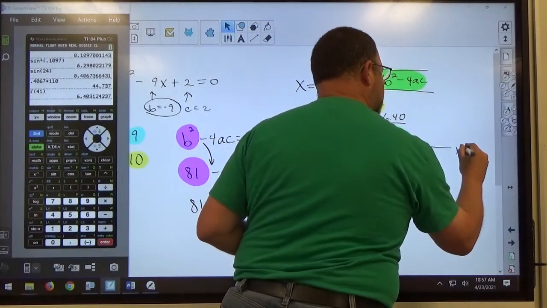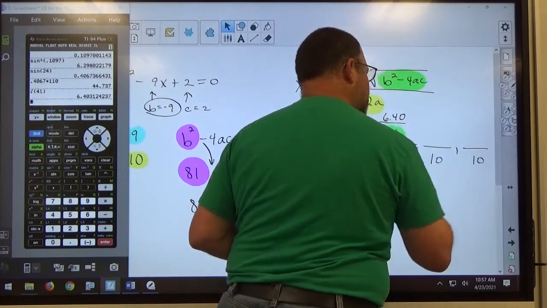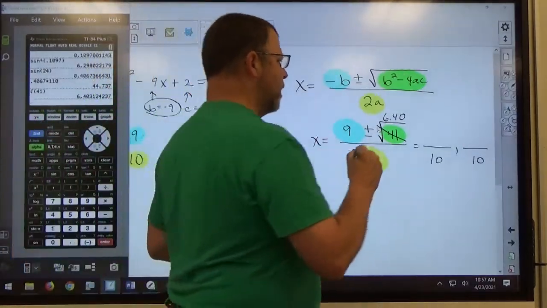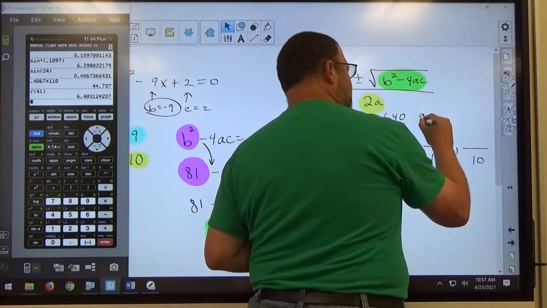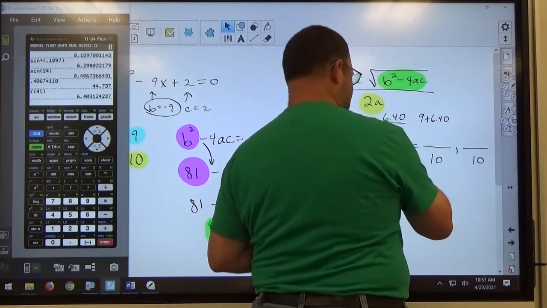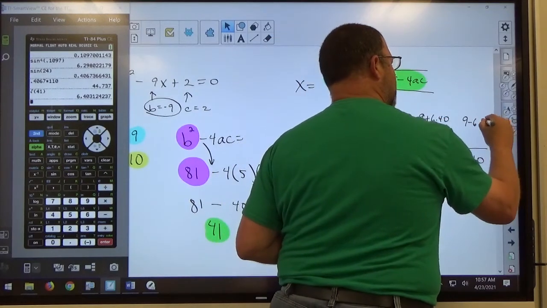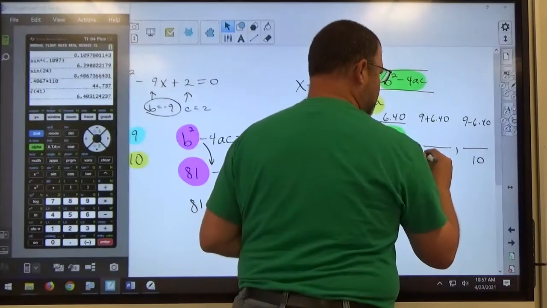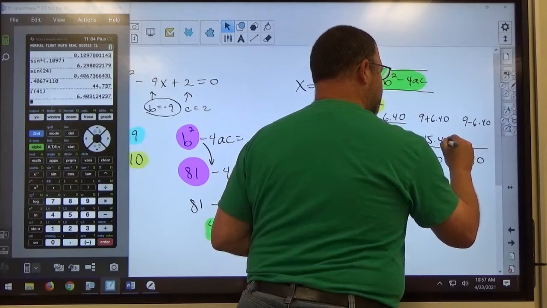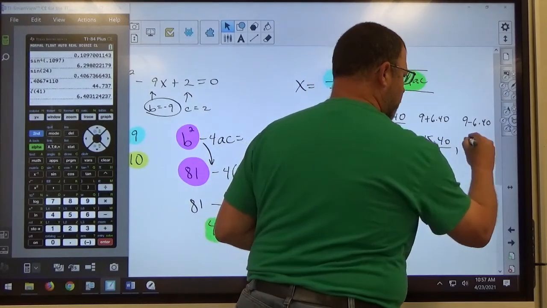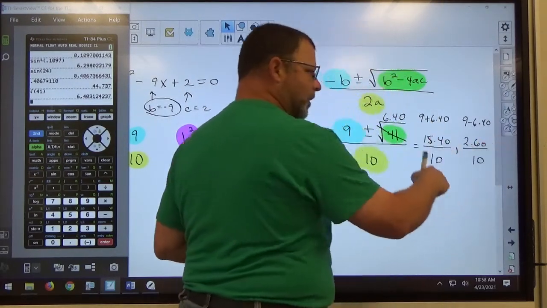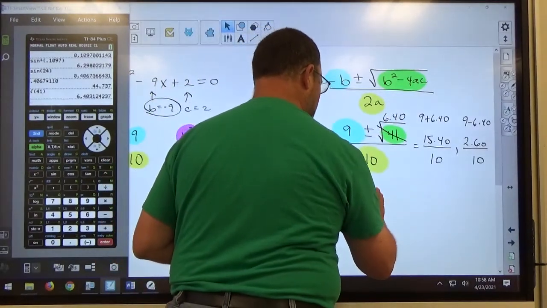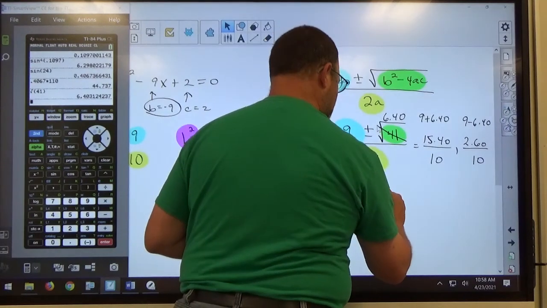And I want to create 2 answers here. To get the 2 answers, 10 is the denominator of both answers. I need the numerators. So the plus or minus means to do 9 plus 6.40, and minus means 9 minus 6.40. Okay? Work it out. 9 plus 6.40 means 15.40. 9 minus 6.40 is 2.60. If I divide by 10, it just slides the decimal place over. So my answers for x are x is equal to positive 1.54 and positive 0.26.